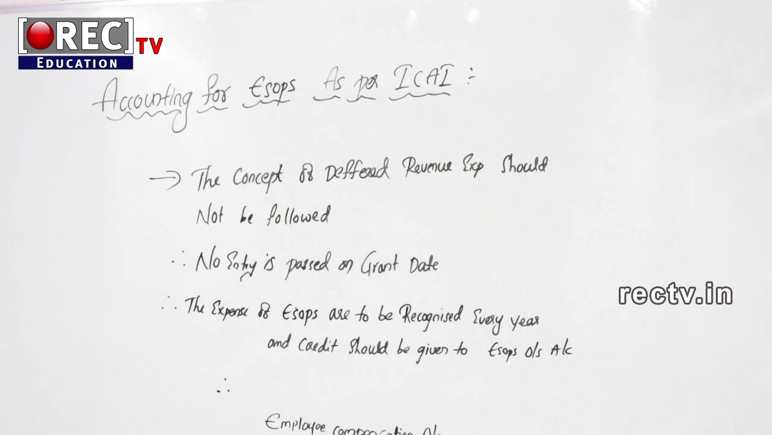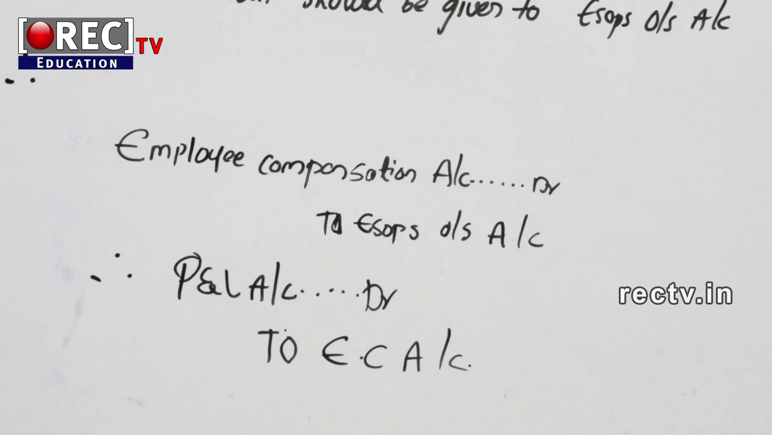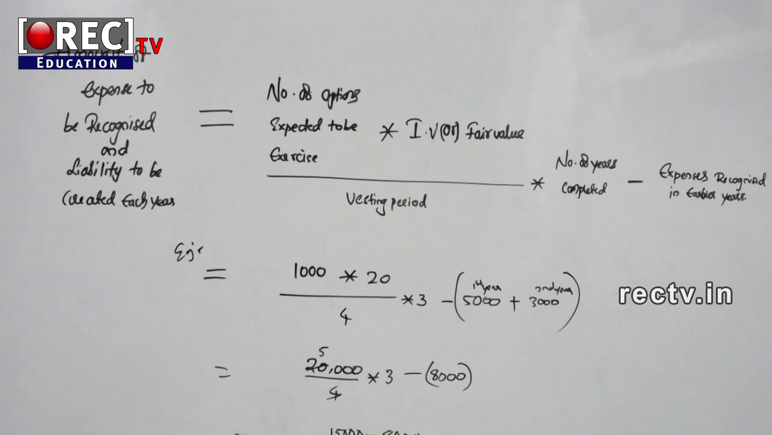Now the expense of ESOPs is to be recognized every year, and credit should be given to the ESOPs outstanding account. Employee compensation account debit to ESOPs outstanding account. It will be repeated every year, first year, second year, third year, and after that this employee compensation account should be transferred to the P&L account debit side. So P&L account debit to employee compensation account. Amount of expense to be recognized and the liability to be credited each year.